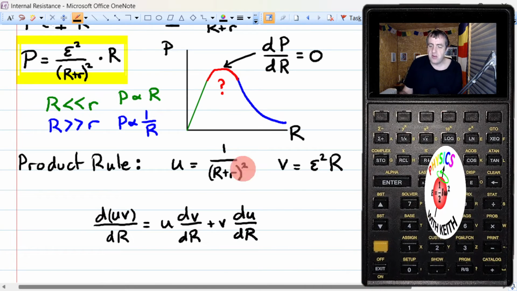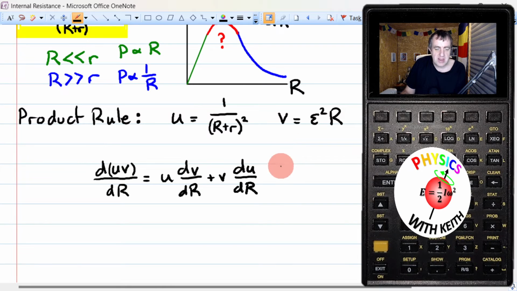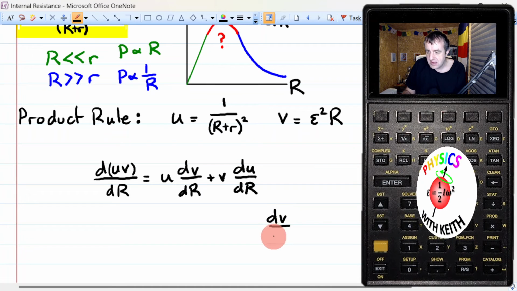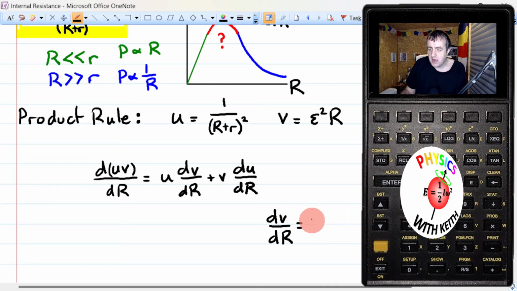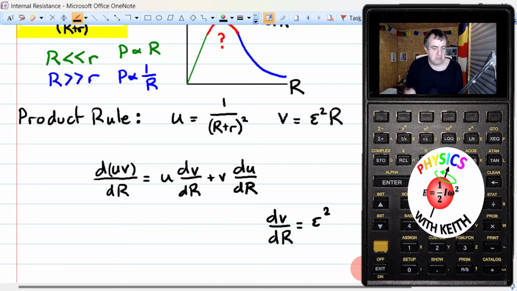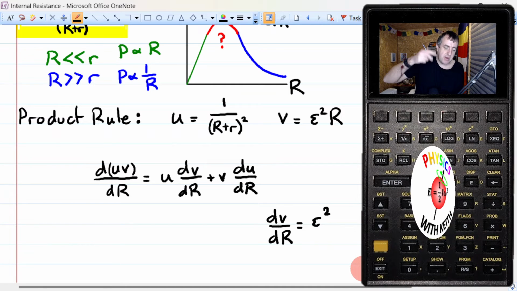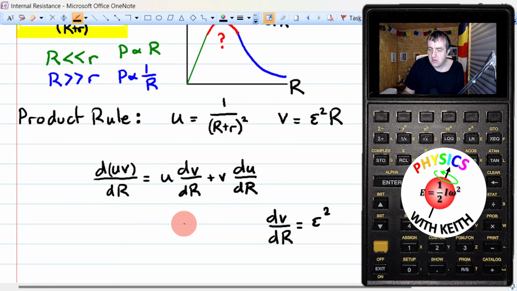So I've just got to differentiate this one and this one. No problem. Let's just differentiate V first, because that's very easy. dV/dR, what's that equal to? That's just going to be equal to epsilon squared. Okay, if you're not sure why that's the case, you can watch my video series all about calculus for physicists. It's on YouTube.